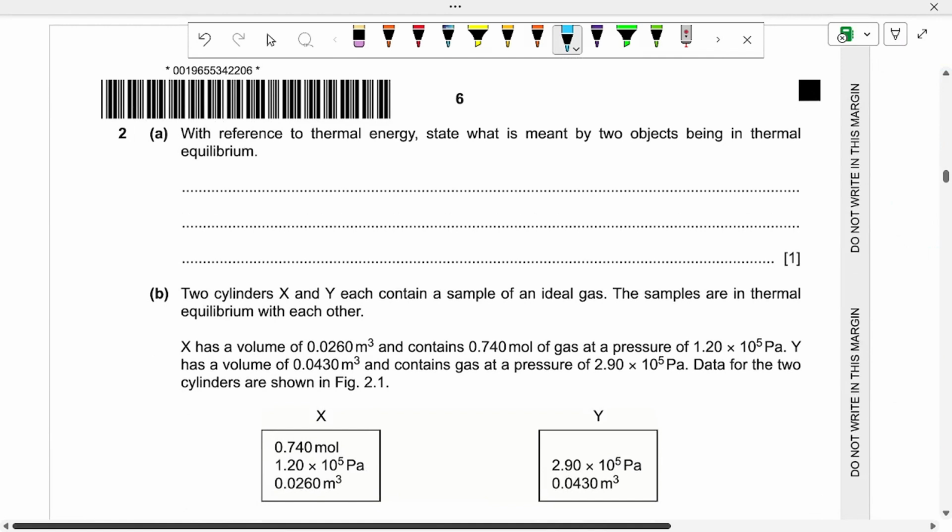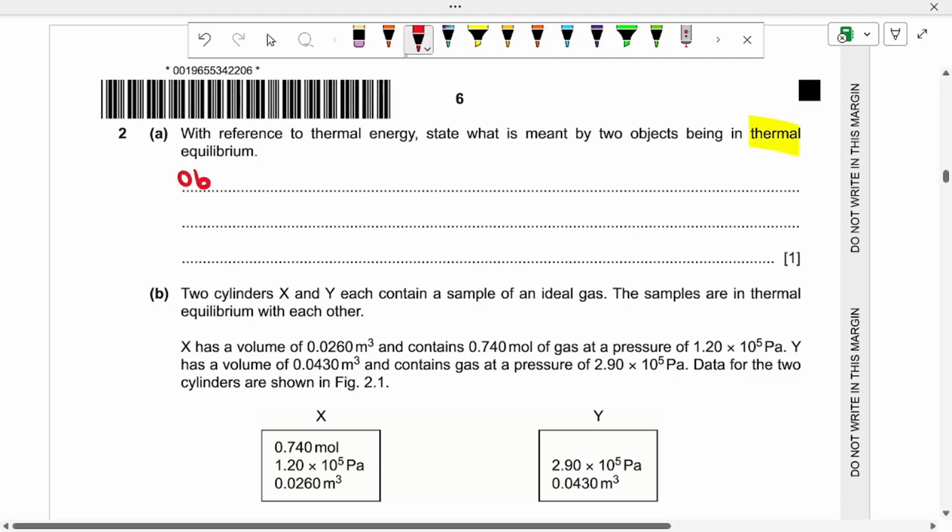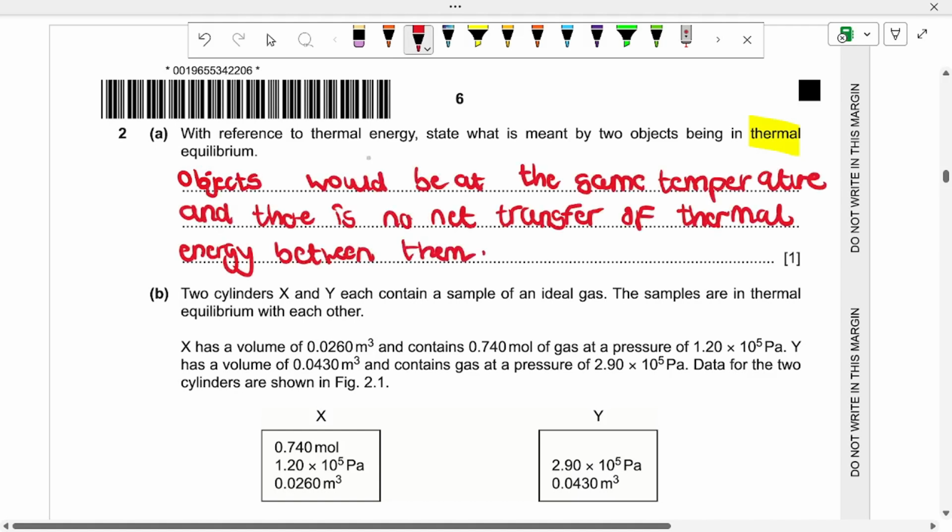With reference to thermal energy, state what is meant by two objects being in thermal equilibrium. What is thermal equilibrium? Well, objects will just be at the same temperature and there is no net transfer of thermal energy. Hope that sort of makes sense.